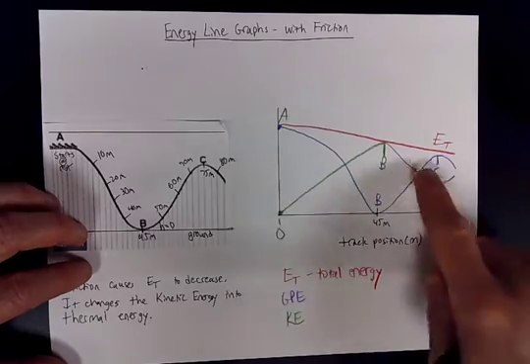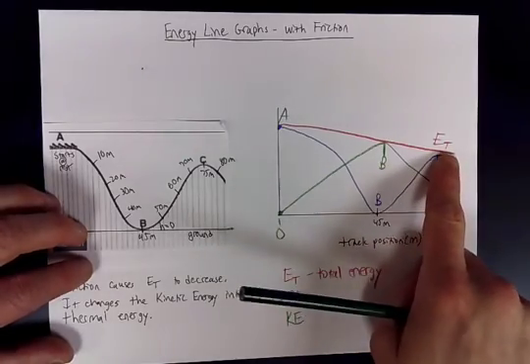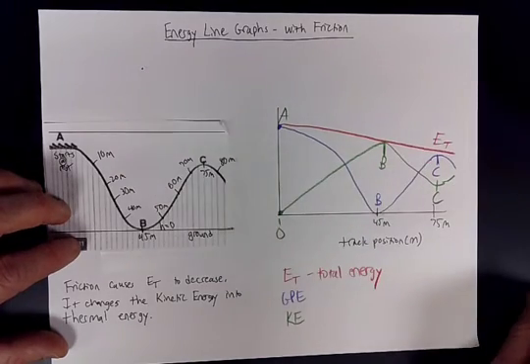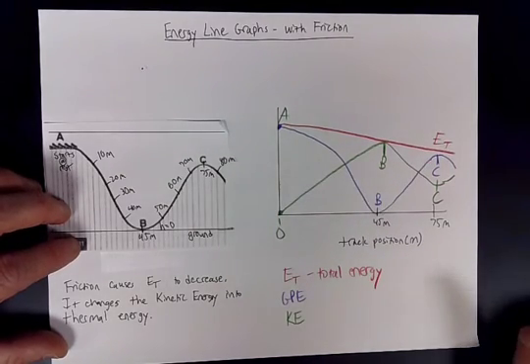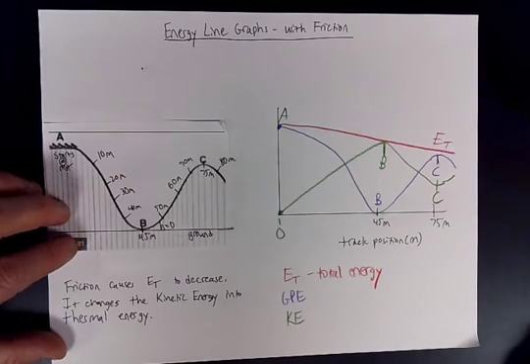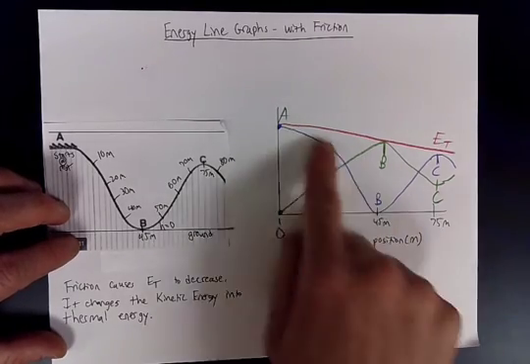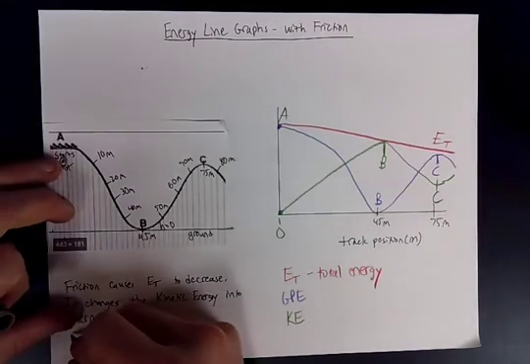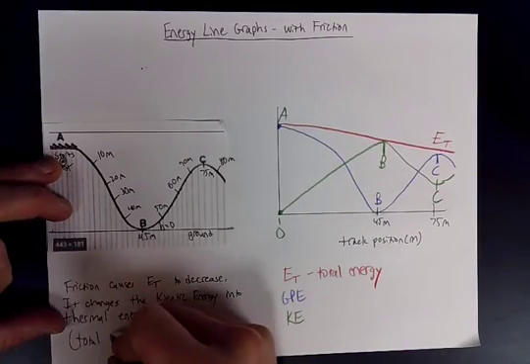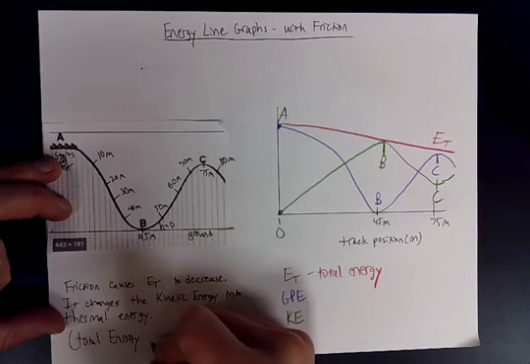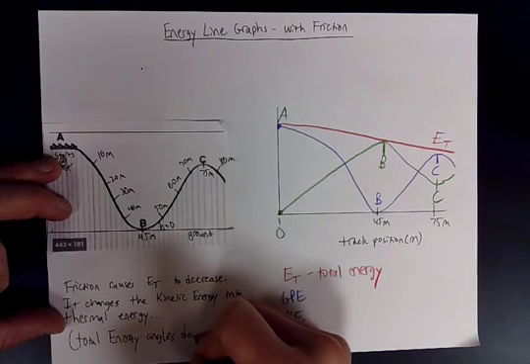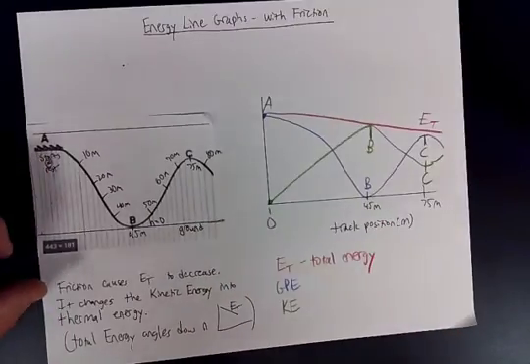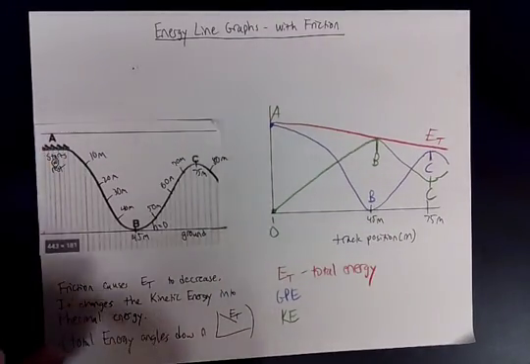Especially if you just start with the total energy line, you just angle that one down because the roller coaster is losing energy, turning into heat because of friction. So the main difference is the total energy line gets angled down. We could write that here: total energy angles down. So it's going to basically look like that for total energy whenever you draw these graphs with friction.